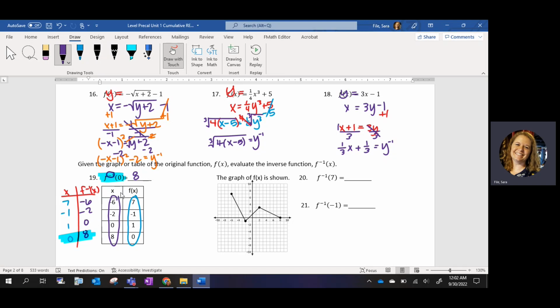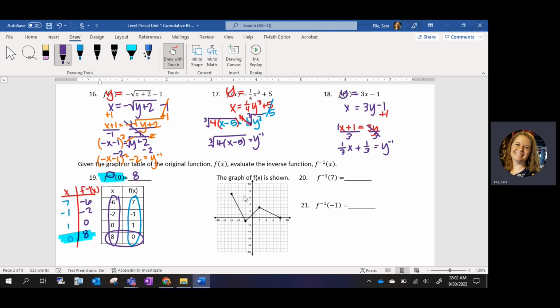You don't have to have made a table. You could just understand that if it's the input of the original, that means it's the output of the inverse, or excuse me, the input of the inverse is the output of the original. So if you're looking for the inverse f of 0, you could say, oh, I need to look for where y is 0 on the original, and you can see it here. When y was 0, x was 8. So that's on the inverse, when x is 0, y is 8.